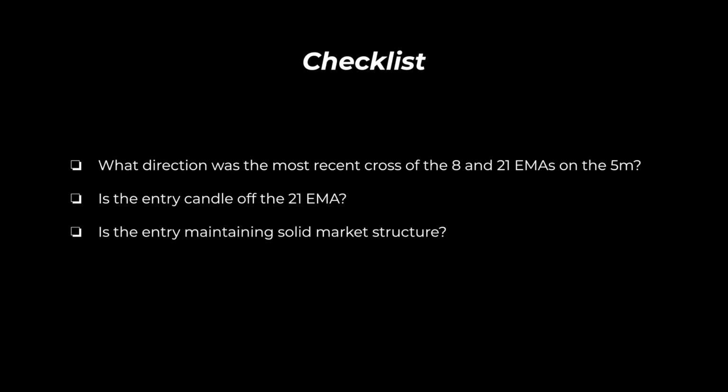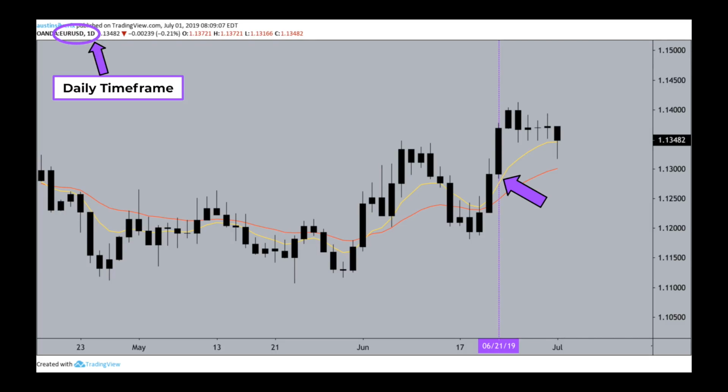Are we selling it as we're making lower lows and lower highs? Are we in that proper market trend, market structure? So now we'll get into the chart. So I've got a couple examples here.